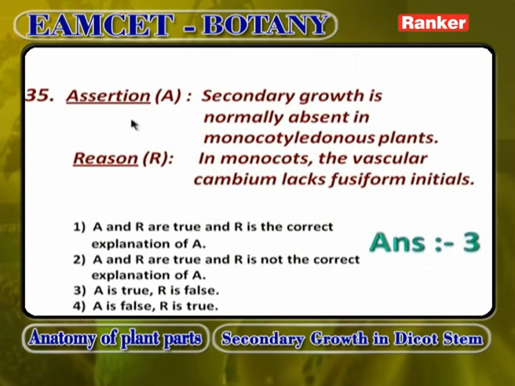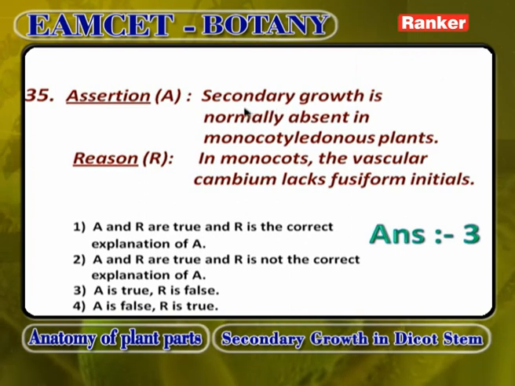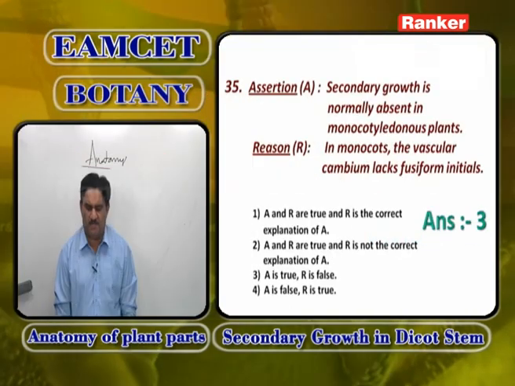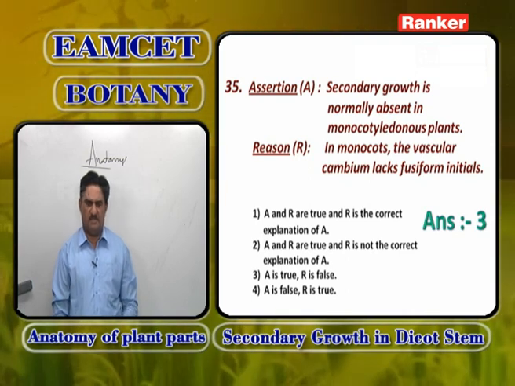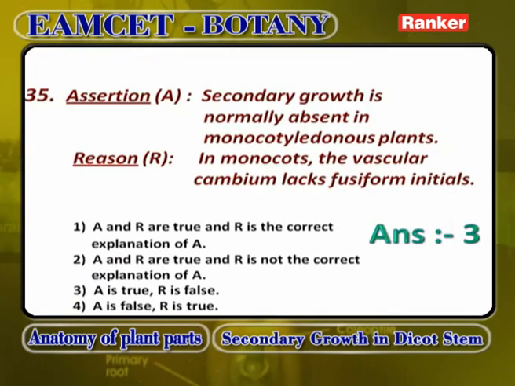Coming to another assertion reasoning. Secondary growth is normally absent in monocotyledonous plants. Reason: in monocots, the vascular cambium lacks fusiform initials. Secondary growth is normally absent in monocotyledonous plants is correct. But in monocots, there is no chance of formation of vascular cambium. If vascular cambium itself is not formed, how does it produce fusiform initials? So the reason is totally wrong. A is correct, R is false. Third option.